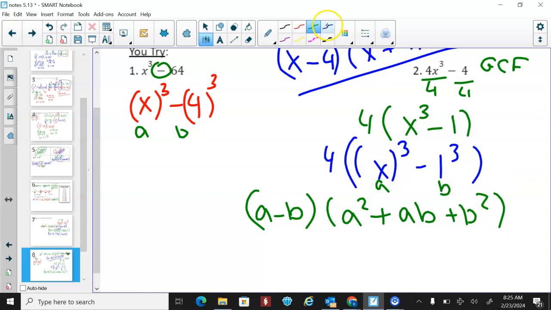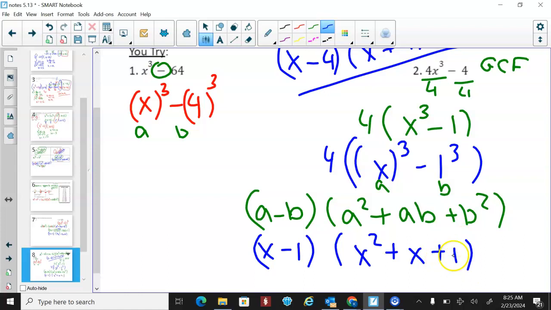So let's plug it in. Again, a minus b, so that's x minus 1. And then here you're going to have a squared, so that's x squared. Plus a times b, so that's 1 times x, which is x, and then plus 1 squared, which is 1. Okay, and don't forget about your greatest common factor in the front.